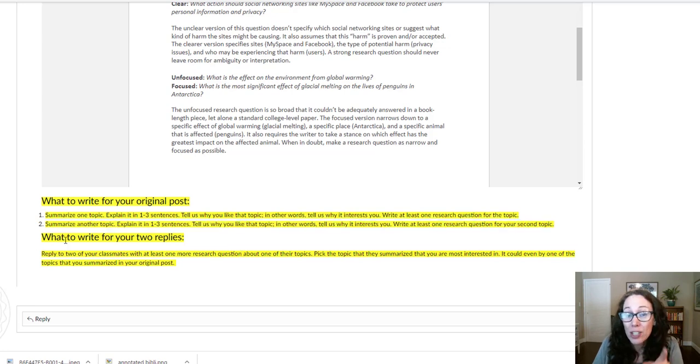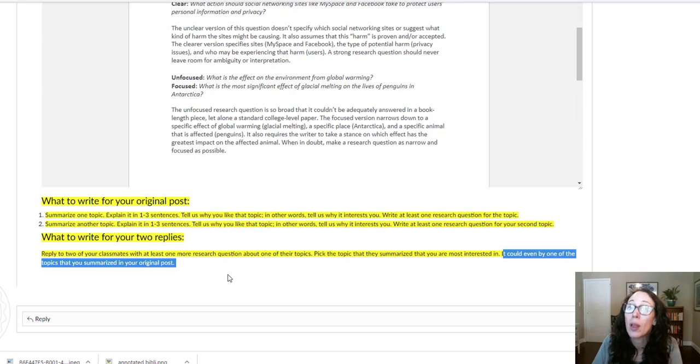For the replies, you're going to find two of your classmates and write at least one more research question for them on their topic. Now remember, each of your classmates should be posting two different topics, and you don't have to write questions for both of those, just pick one. Pick a topic that they summarized that you're most interested in. It could even be one of the topics that you summarized in your original post.